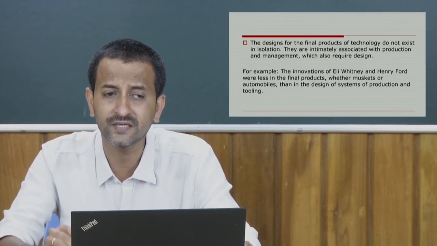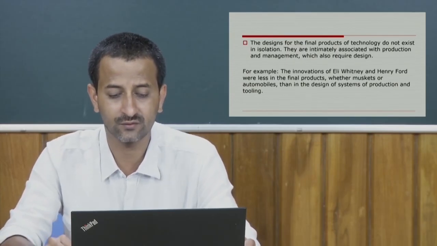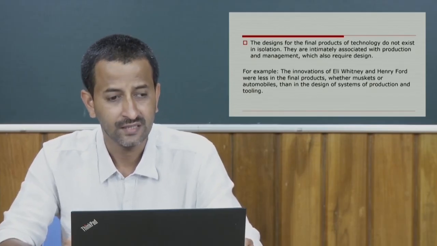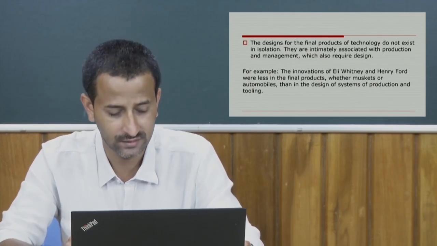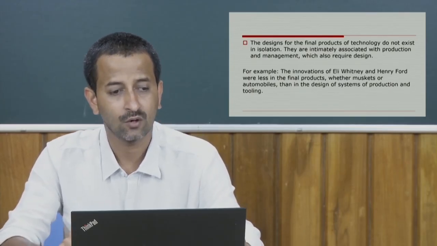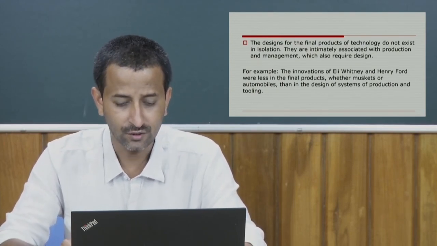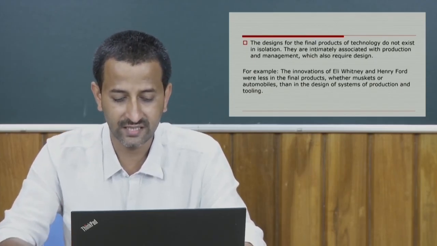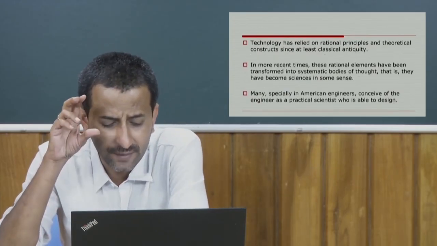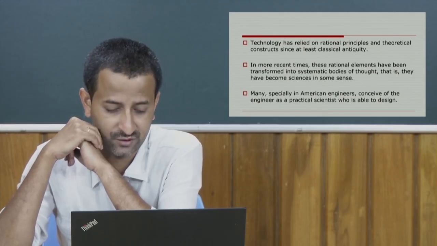Now, the designs for the final products of technology do not exist in isolation. They are intimately associated with production and management, which also require design. For example, the innovations of Whitney and Ford were less in the final products, whether muskets or automobiles, than in the design of systems of production and tooling. Conversely, Leonardo's notebooks appear to contain designs which the technology of his age could not produce. But perhaps a more fundamental way of looking at designs would be in terms of the types of system to which they refer.